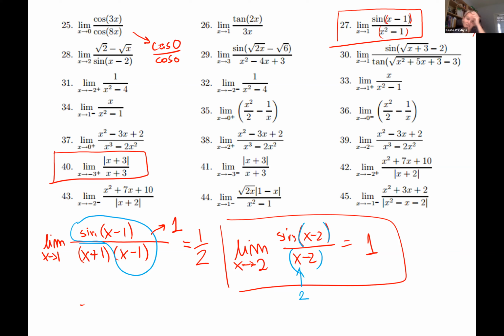Okay, that means this property only works for sine of x and tangent of x, the sine function and tangent function, not for any other, because cosine at 0 is actually 1, and we don't have problems.